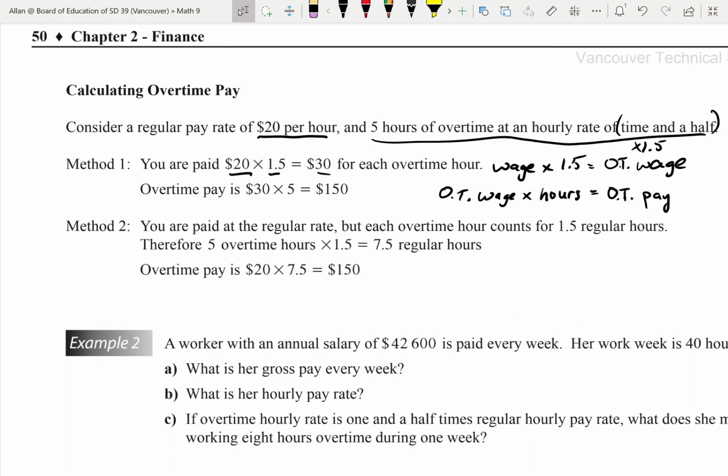Another way you can think about it is you can change the amount of hours you work because each hour is actually worth an hour and a half. So what they've done here, rather than multiply the money by 1.5, they've actually multiplied the hours. So they've taken the 5 overtime hours that they've worked, multiplied that by 1.5, and it equates to 7.5 regular hours, so at $20 per hour. So then you would take $20 times 7.5, and you get your final answer of 150. In both cases, you're going to get the same answer, so it's up to you on how you want to do this.